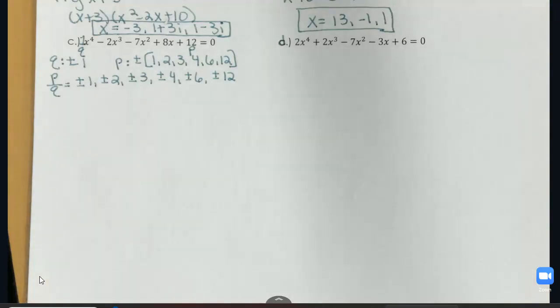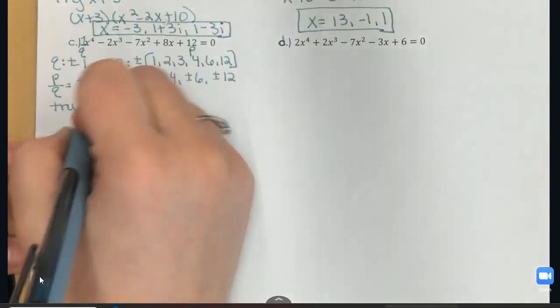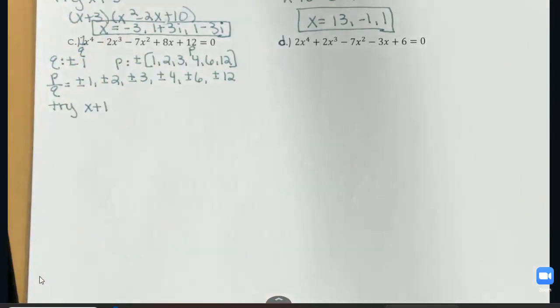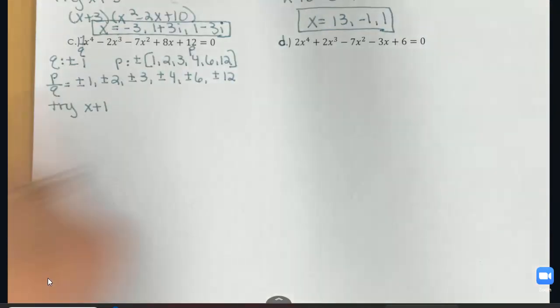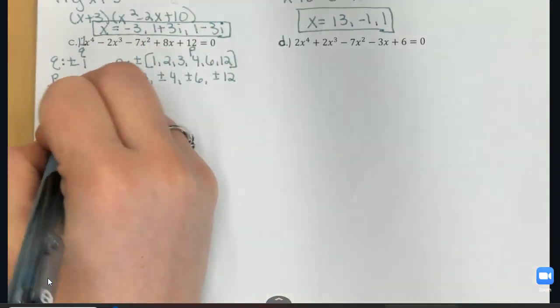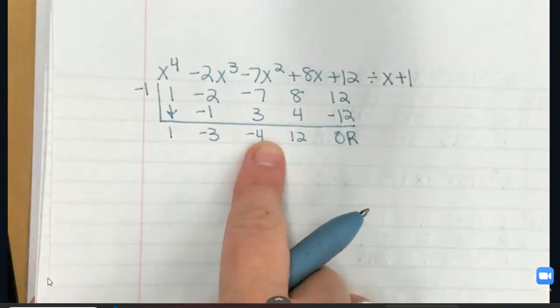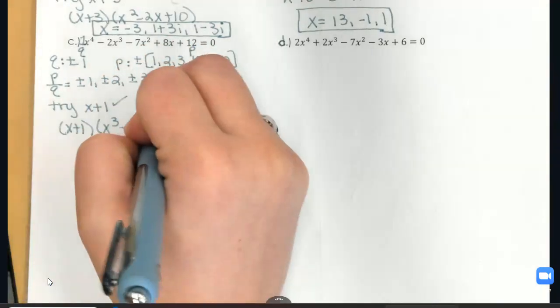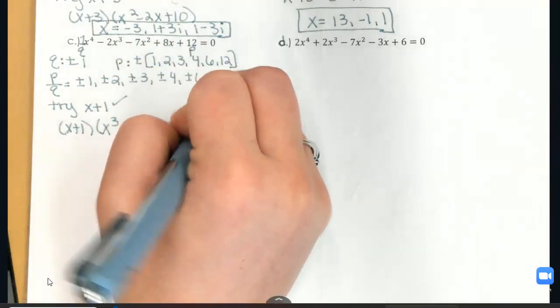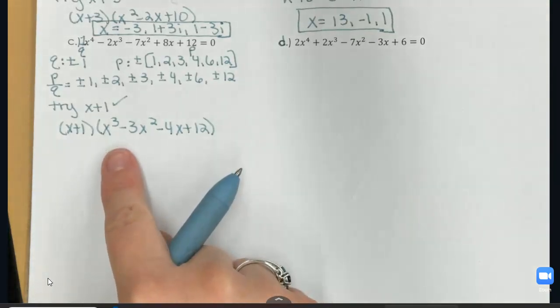So let's go through and we are going to try x plus 1 for our first. And again, I'm going to pause to do this scratch work. Here is my scratch work. I got a remainder of 0 on the first try, so that one did work. So when I factor out x plus 1, what I have left here is x cubed minus 3x squared minus 4x plus 12. And now this one is not a quadratic yet. It's not a degree 2 that I have left, so I can't do any of my other methods yet.